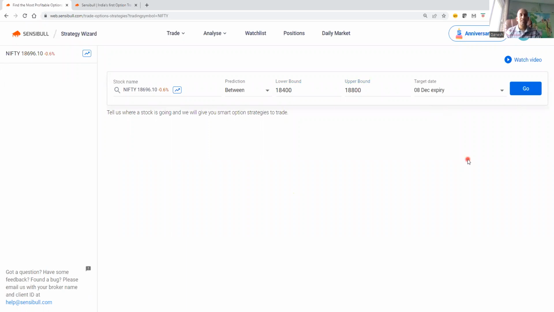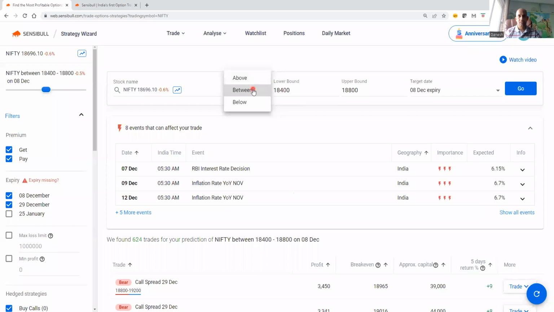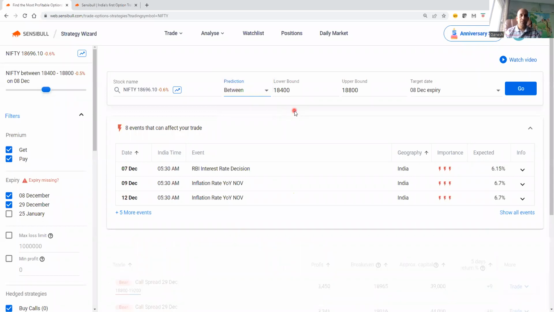Then what are the strategies available within this range? What can I do? What are the best strategies I can deploy? I have given my prediction as a range, but you can also choose up or down based on the options. For now, I gave the prediction as between.